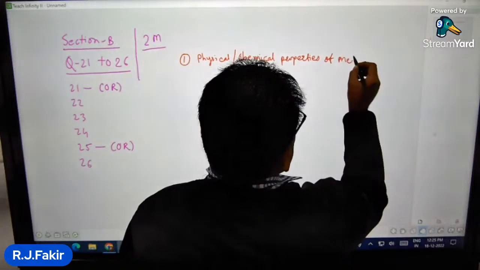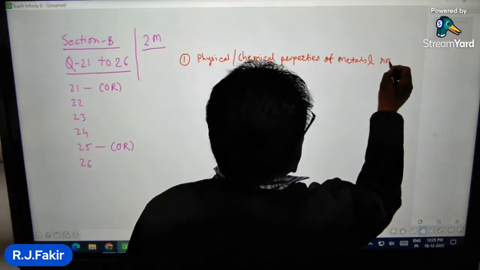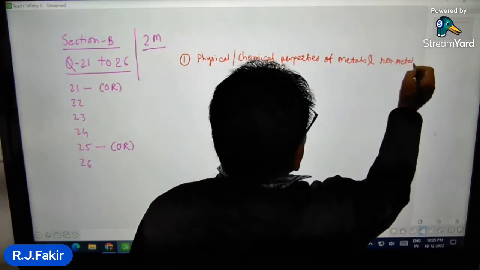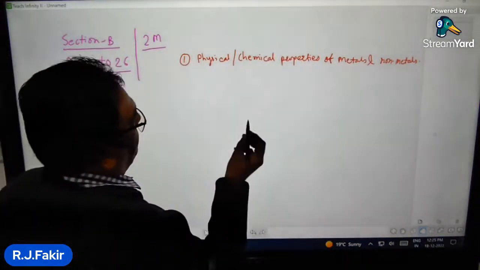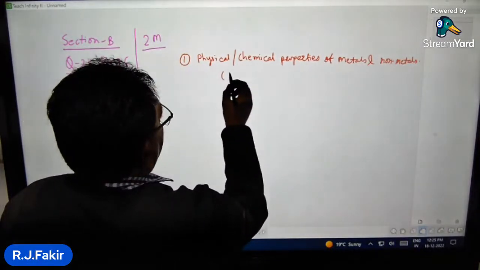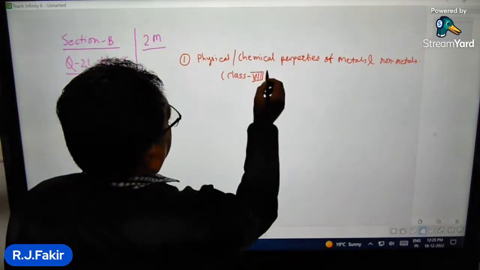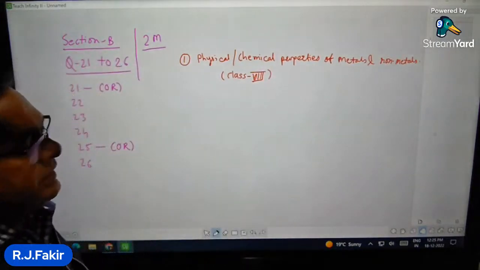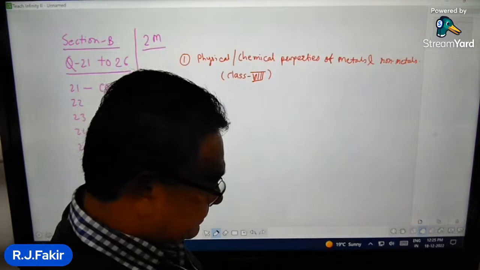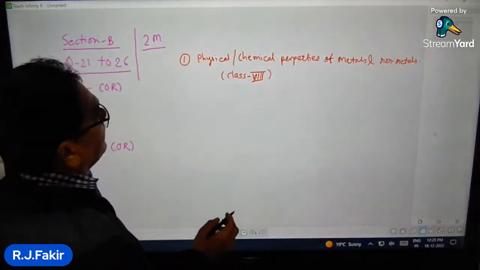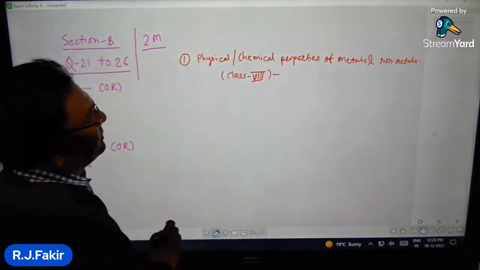Metals and non-metals. For this, I will advise you to just once read this topic from your class 8 NCERT, metals and non-metals. That will be very informative for you. In this, as I told, the reactivity series is also very important.